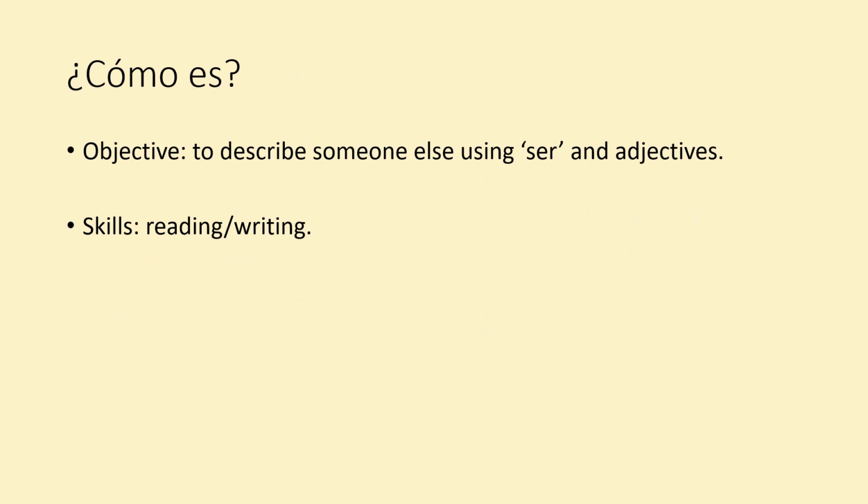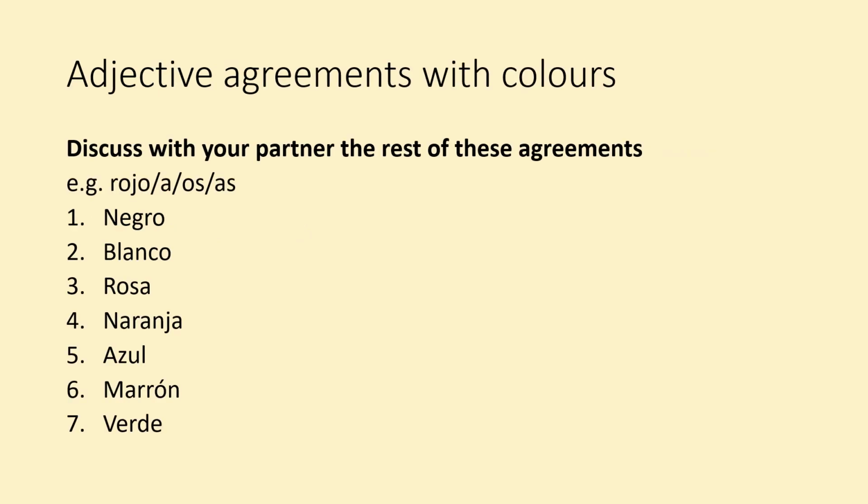So, your title, as I've said, is Cómo es. You are going to be describing someone with a little more detail using ser and our adjectives, and we're going to be looking at some reading, writing, translation skills. Pause the video, discuss with your partner the rest of these adjective agreements to do with colours, because this is really important for today that we get the agreements correct.